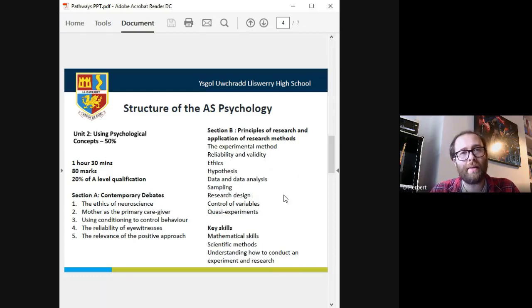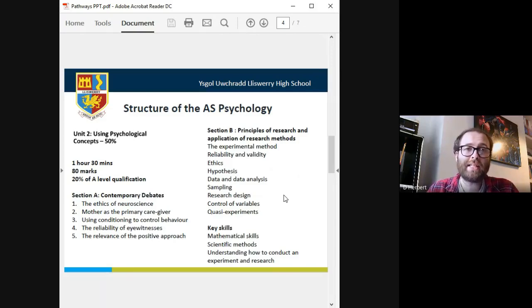You'll be looking at reliability and validity. You'll be looking at ethics. You'll be looking at setting a hypothesis and the different types of hypothesis we use in psychology. You'll be looking at data and data analysis. You'll be looking at how we sample in order to carry out a piece of research. Then you'll be looking at research design, and at the different types of experiments we can carry out in psychology.